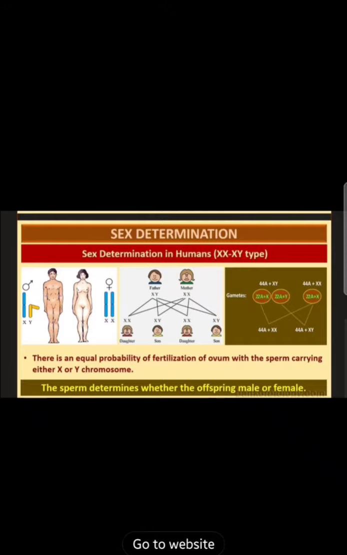Between X and Y, the sperm decides. If the sperm carries the X chromosome, an XX girl baby is formed. If the sperm is carrying the Y chromosome and it fuses with the egg, then it will be an XY boy baby. So the sperm determines whether the offspring is male or female. This you have to remember.